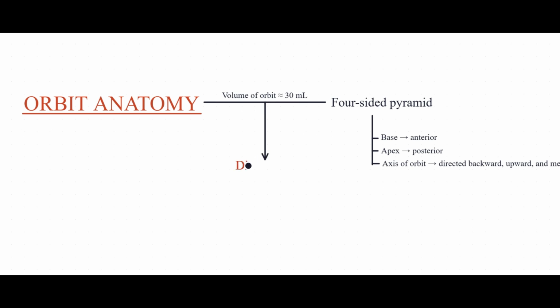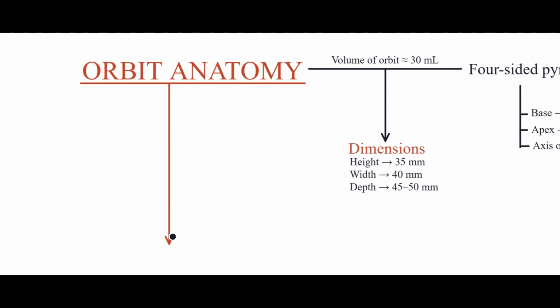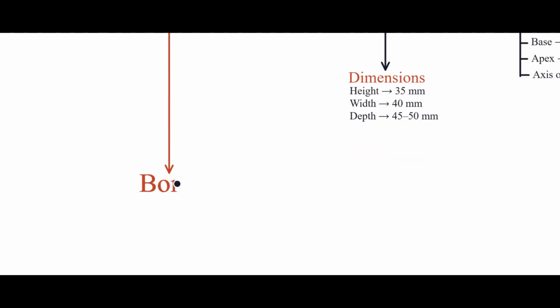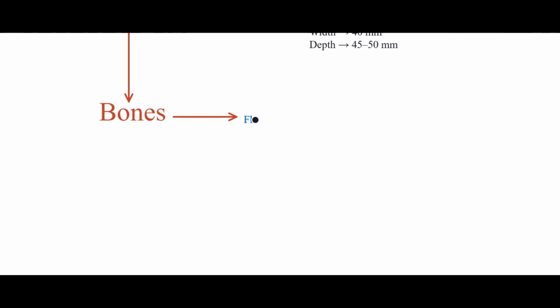Let us discuss the dimensions of the orbit. The height of the orbit is approximately 35 millimeters. The width of the orbit is approximately 40 millimeters. The depth of the orbit is approximately 45 to 50 millimeters. These are formed by 7 bones. These bones contribute to 4 walls: the floor, medial wall, lateral wall, and roof.